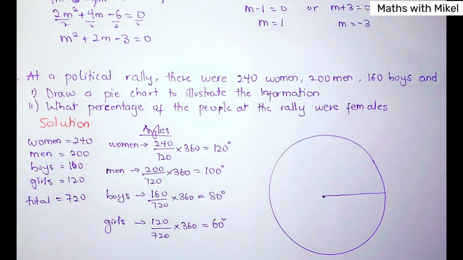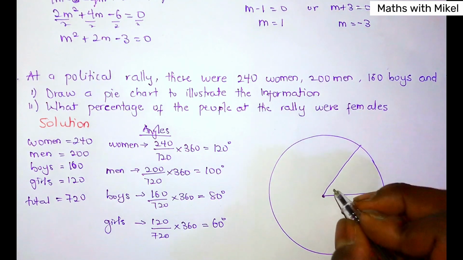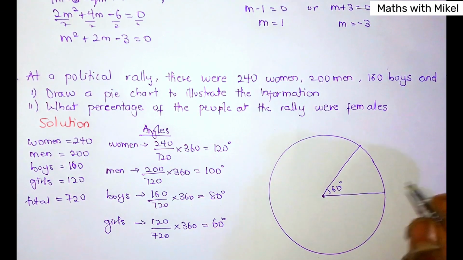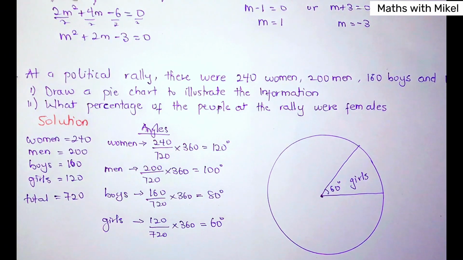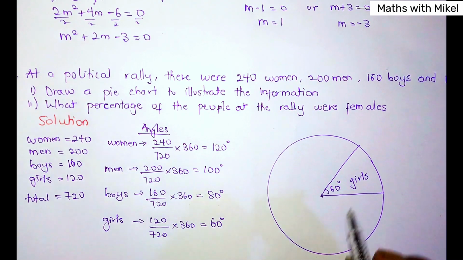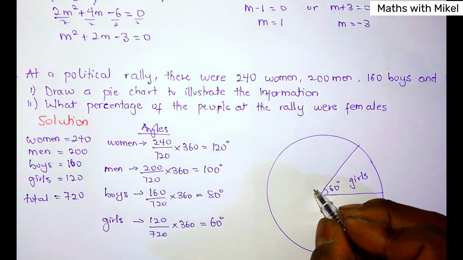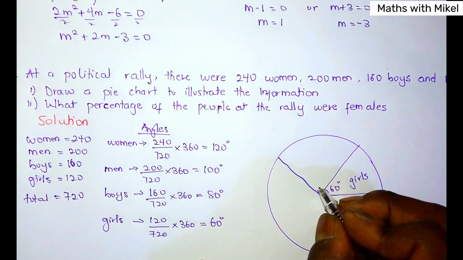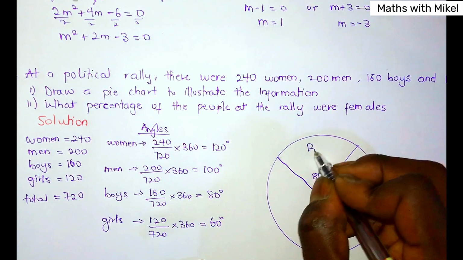So I'll measure the smallest one first, 60 degrees. So please, this is not drawn to scale, so you use the protractor. So I can see that I'll get 60 degrees here. And this is for girls. The girls occupy 60 degrees. Now boys is 80. So let me put 80 here. I know 80 is more than 60. So 80 degrees, and these are boys.